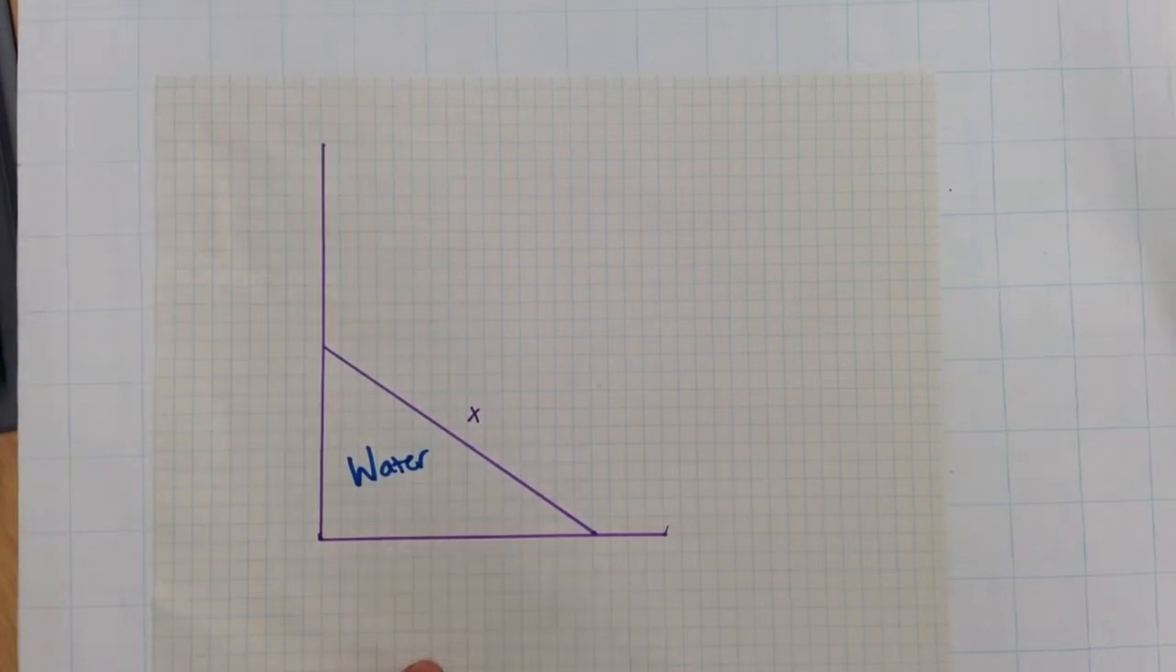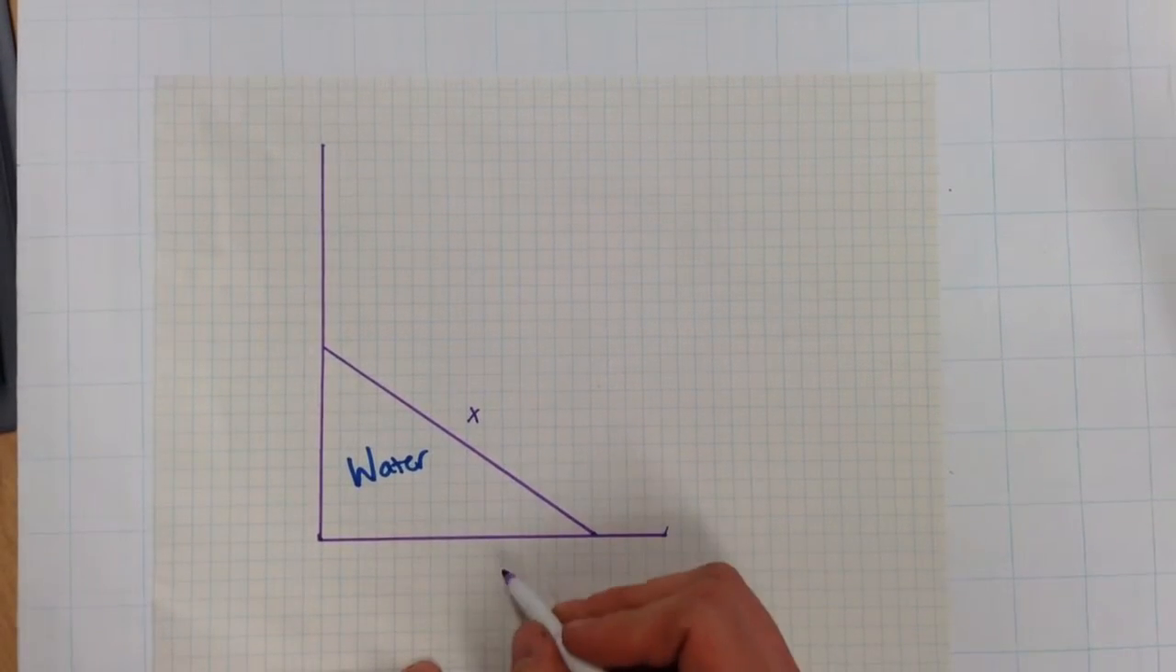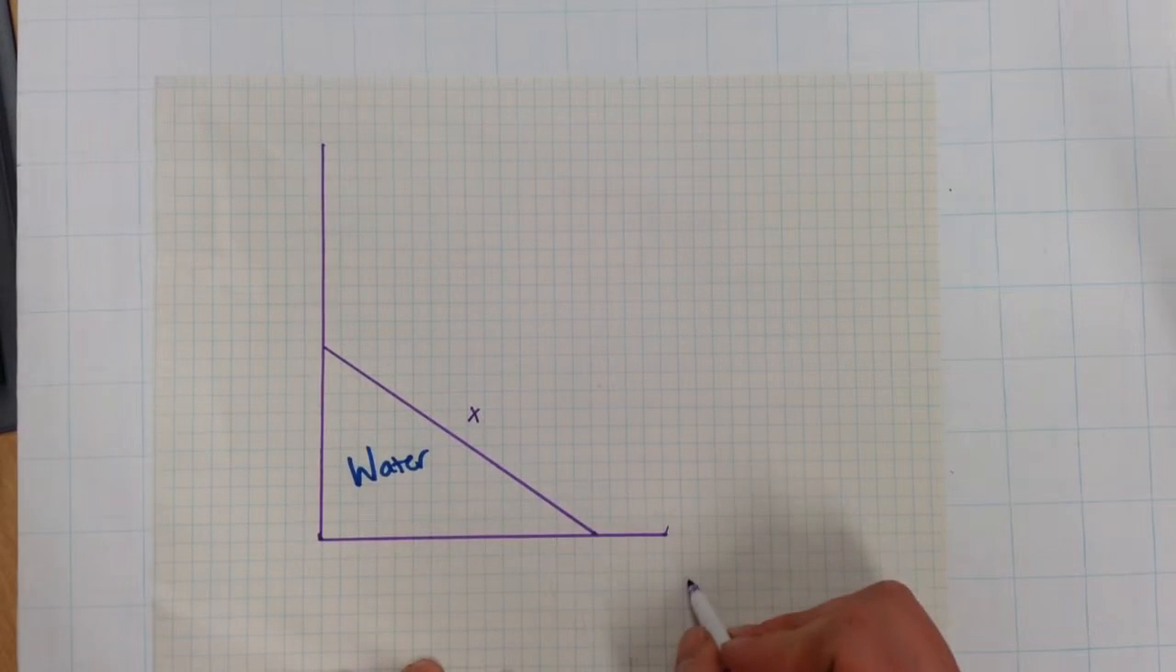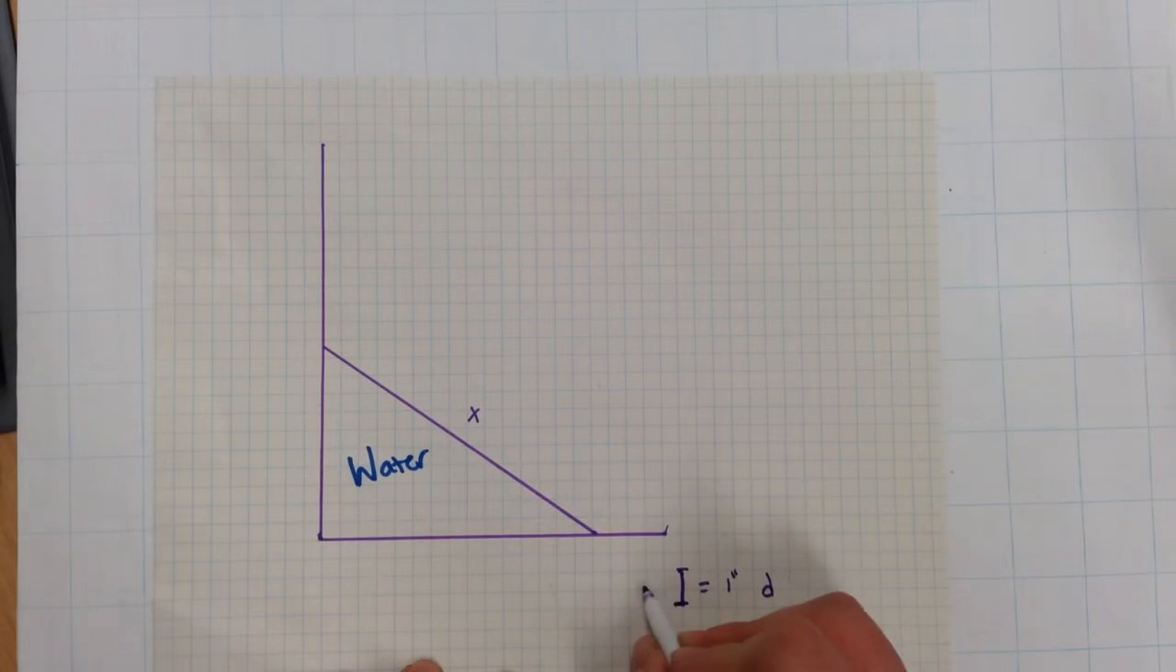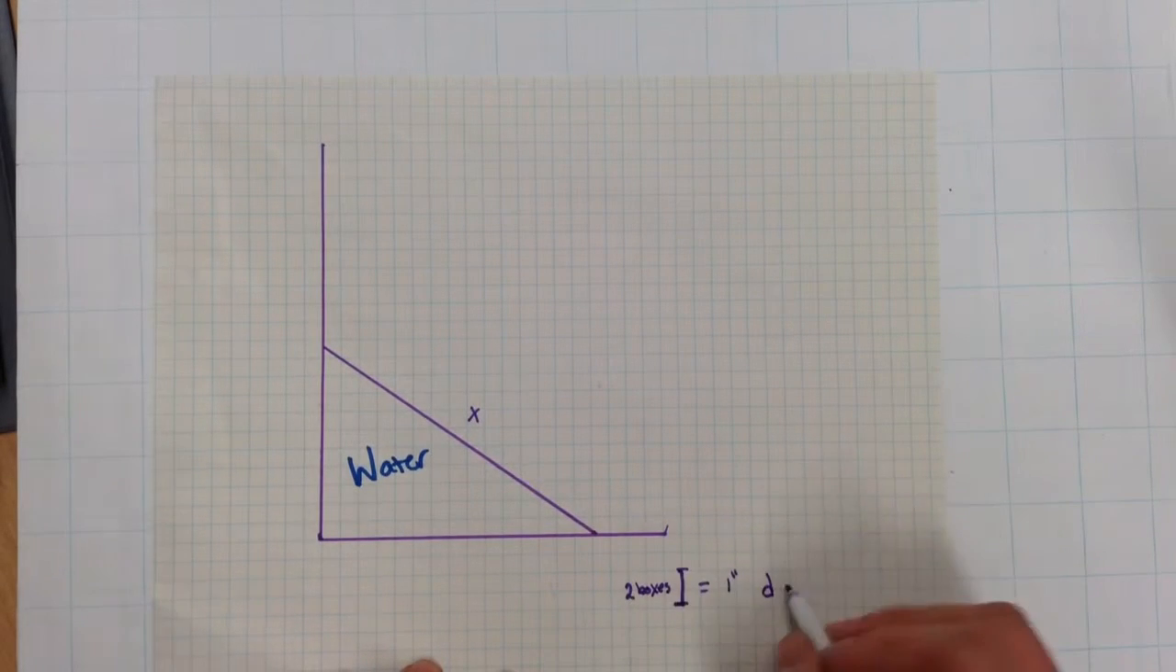So the first thing that you probably did is you probably decided on a scale factor when you drew your picture. So my scale factor is going to be, for every 2 boxes I have, it's going to equal 1 inch on my diagram. So 2 boxes is 1 inch on my diagram.